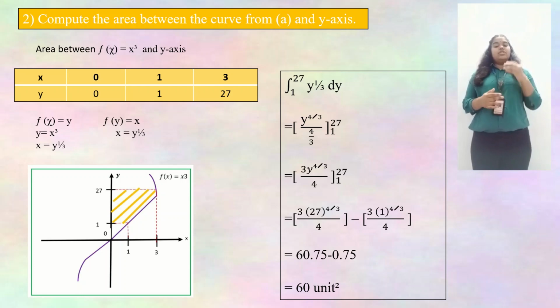The next step is to substitute the limits into the equation. So you will get 3 substitute 27 power of 4 over 3 over 4 minus 3 substitute 1 power of 4 over 3 over 4. You will get 60.75 minus 0.75. The final answer for the area shaded is 60 unit squared. That's all from me. Thank you.